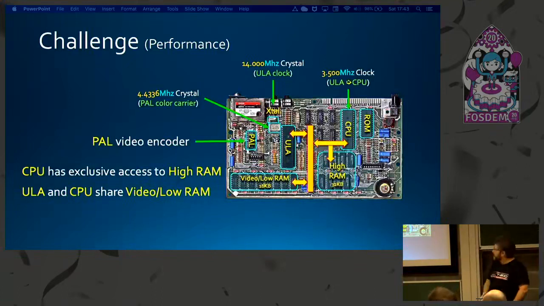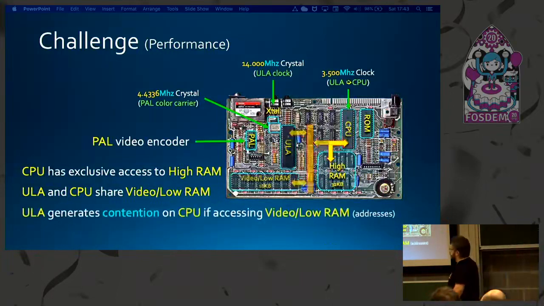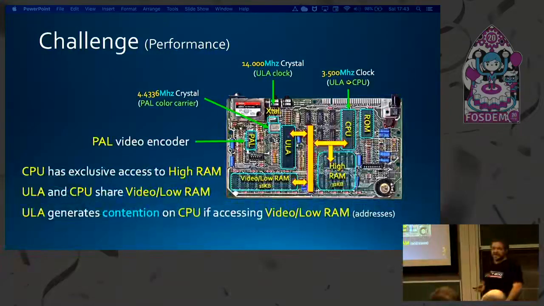But since the ULA is greedy, what it actually does is it stops the CPU in its tracks if it sees an access to the same address. So it's actually doing contention to our CPU. So we are actually losing clock cycles that could be very useful. So we will eventually look like that when the ULA is actually putting the video output.